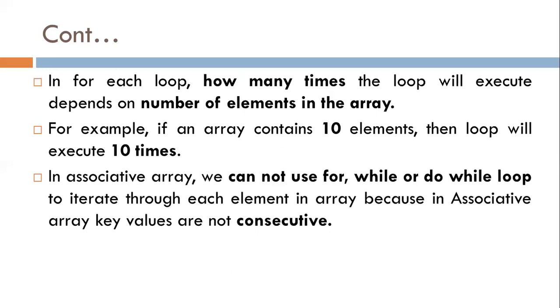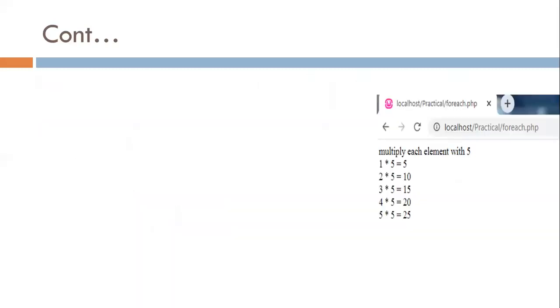In an associative array, we cannot use a for, while or do while loop to iterate through each element in the array, because in an associative array the key values are not in sequence, meaning not consecutive. A random number or a string value is used as a key. So we cannot use while, do while or for loops. But instead of this, we can use the foreach loop.